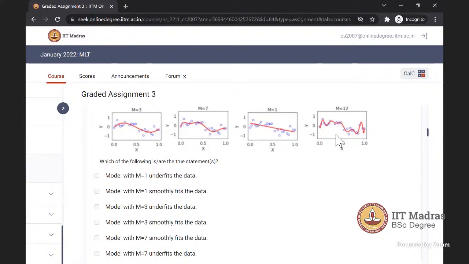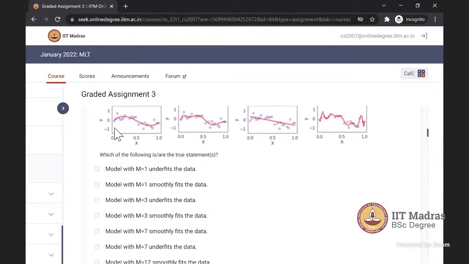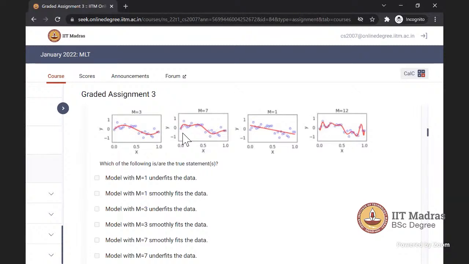Right. For m equal to 1 and 12, the difference is like day and night. We can say that. For 3 and 7, yes, I see your point. 7 could also possibly be a good model. Given that it's underfitting, it's either underfitting or a smooth fit, maybe not overfitting. But until you have that train and validation split, you can't tell for sure, right? Yeah, it could be a smooth fit also, because it seems it's covering most of the data points.